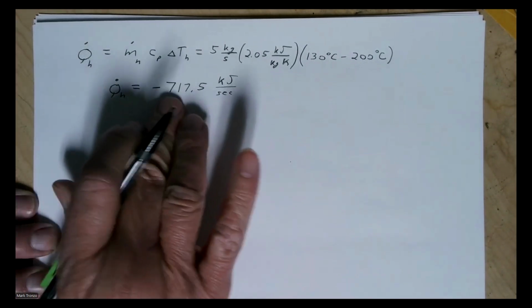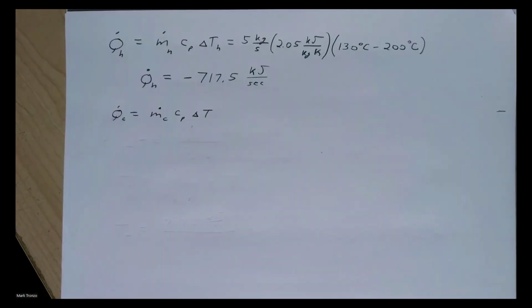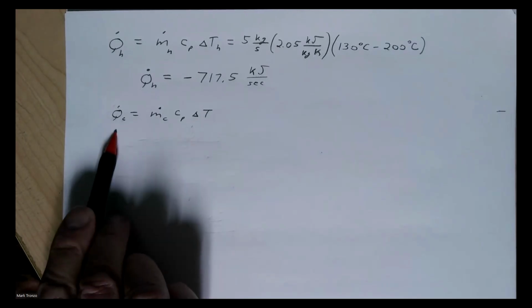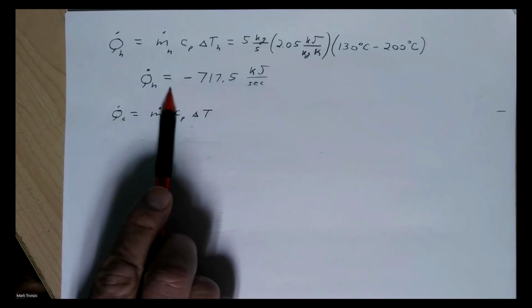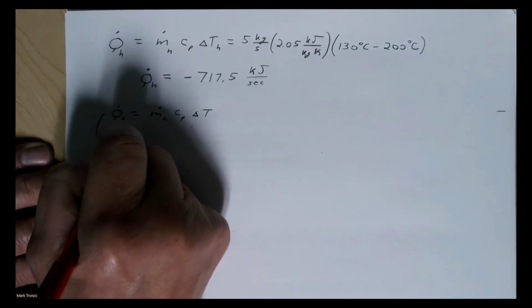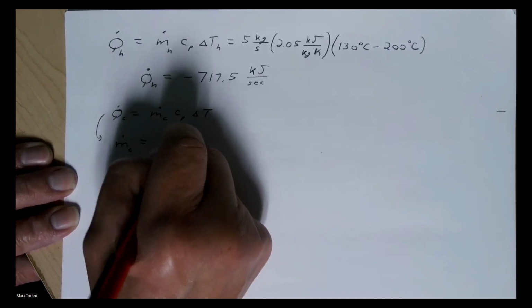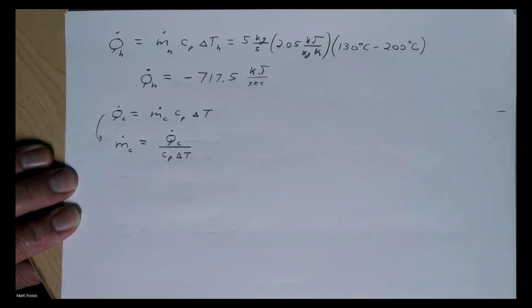And now the cold fluid has the same amount of heat transfer except with a sign change. Next, we need to find the mass flow rate of the cold fluid. And again, we use this equation for heat transfer. Remember that Q C will be the same as Q H, just except with the change of sign. And so from this, we can solve for the mass flow rate, like this.